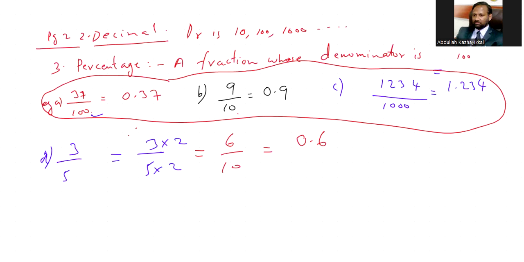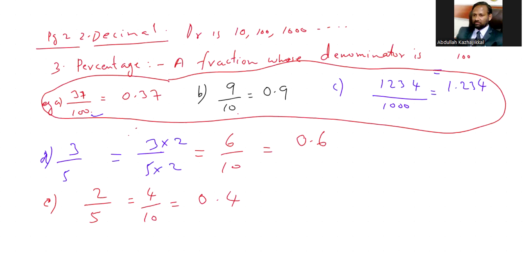1234 by 1000, 1.234, 3 by 5. How can I express 3 by 5 as decimal? I can make this 5 into 10, 5 into 2, 10. So numerator and denominator we have to multiply by same number. 6 by 10, 0.6. Now another example, red color. Suppose this is 2 by 5. Okay, no problem, we can make it. That I can say 2 by 5, again into 2, 4 by 10, that means 0.4. Is clear?